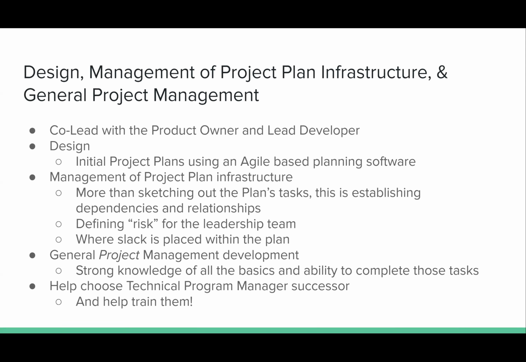The management of project plan infrastructure is more than just sketching out the plan's tasks. It's establishing dependencies and relationships. And one of the even, I think, in my opinion, bigger issues is defining risk for the leadership team. And risk in our capacity typically refers to the amount of time that we think something will take to get done versus the actual time that it will take to get done, and being able to define that in clear terms for the team so that we can continue planning.